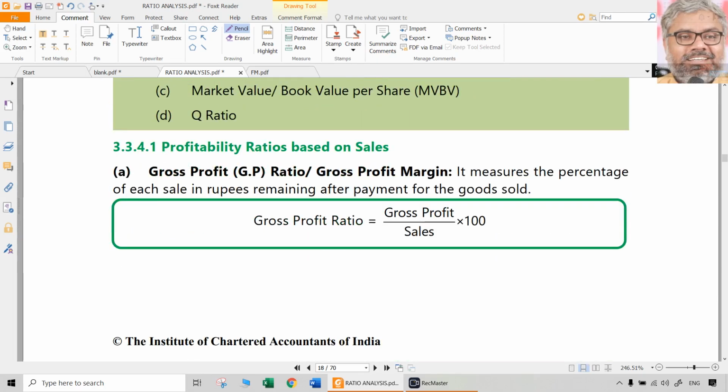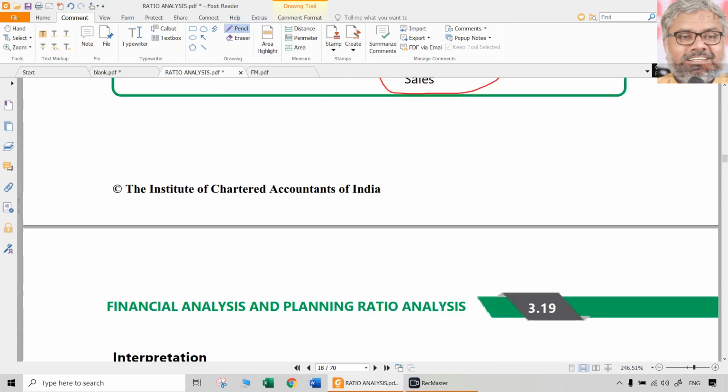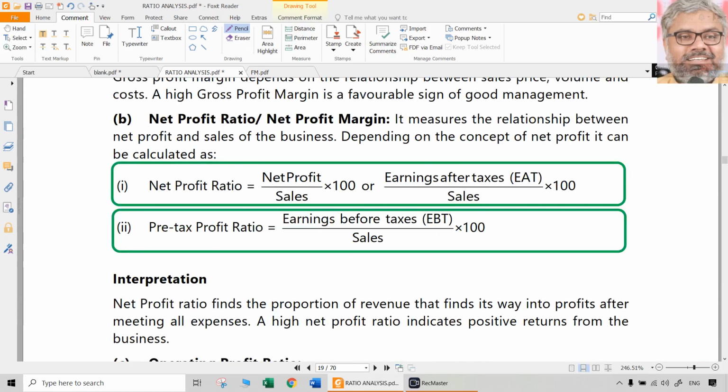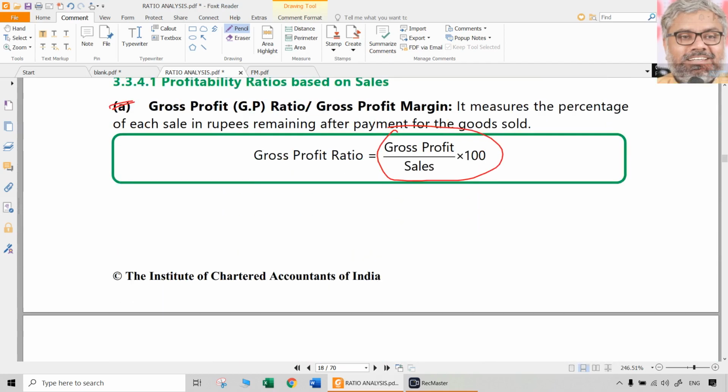Let us quickly go through them so that we can easily understand these things. Nothing special to discuss. Most of them you already know also, particularly gross profit ratio. What is gross profit ratio? That is gross profit divided by sales multiplied by 100. That means out of 100 rupees of sales, how much is the gross profit? For every 100 rupees of sales, how much is the gross profit? That is a margin. That is also called gross profit margin or gross profit ratio. So gross profit by sales multiplied by 100. Should be higher ideally. If it is higher, that means the cost of goods sold is lower.